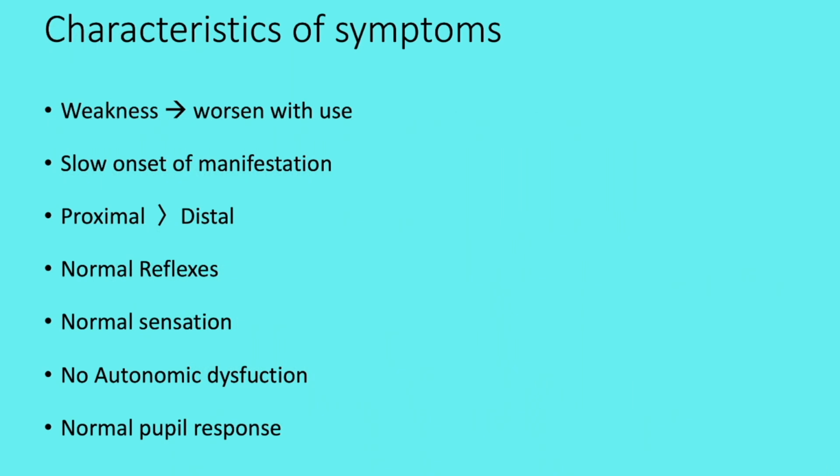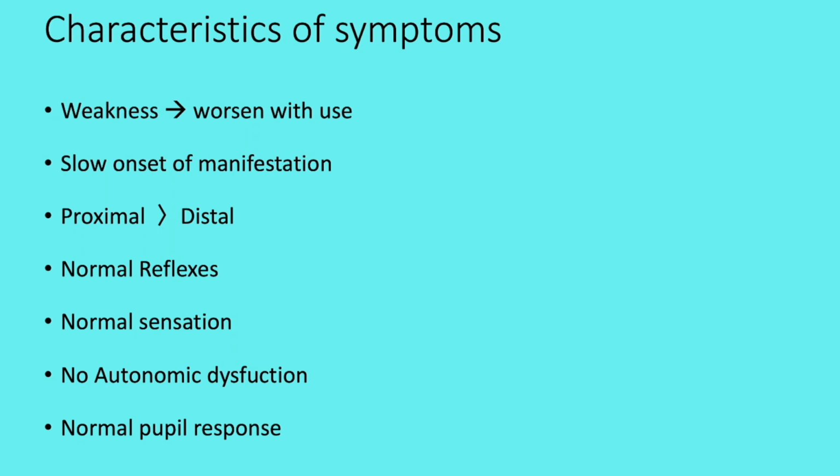Moving on, some characteristics of generalized myasthenia. It's a weakness which worsens with use due to acetylcholine depletion. However, it improves with rest. The symptoms of myasthenia gravis have a slow onset. It affects the proximal muscles more than the distal, as we said. There is no affection of the reflexes or sensation.